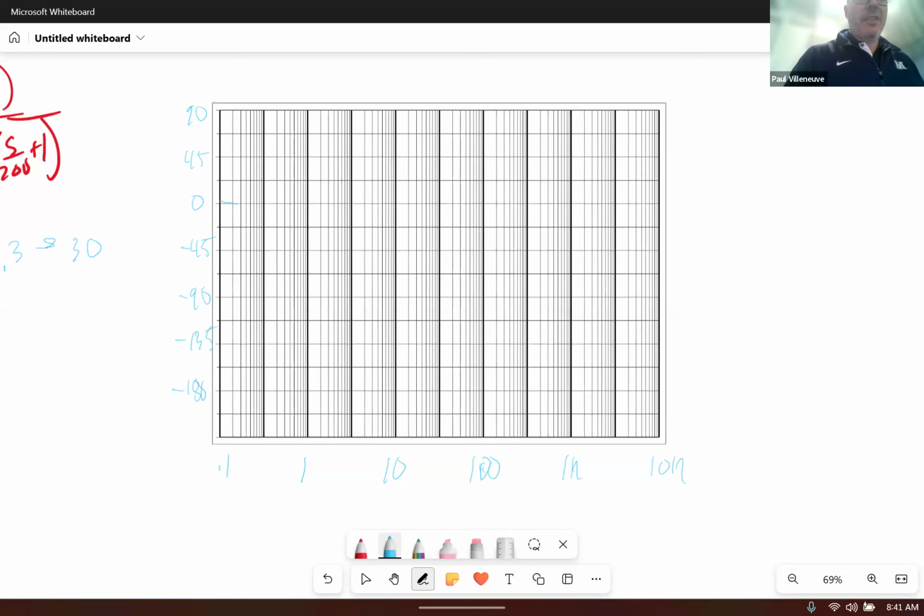So it starts off at 0 until I get to 0.3. Then I'm going to go to 45 degrees at 3. And at 30, I'm at 90 degrees. This is 45 degrees per decade. And then it flattens out. This does not continue to increase, it flattens out.